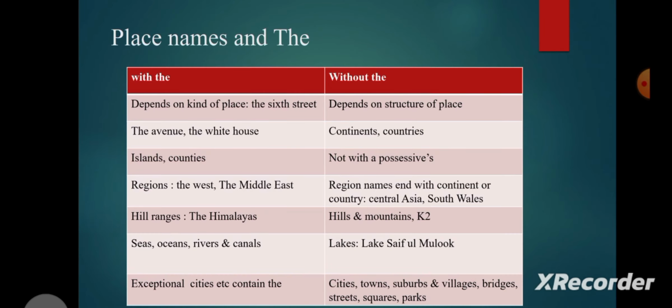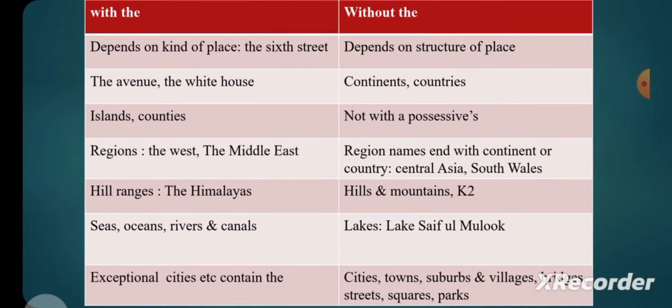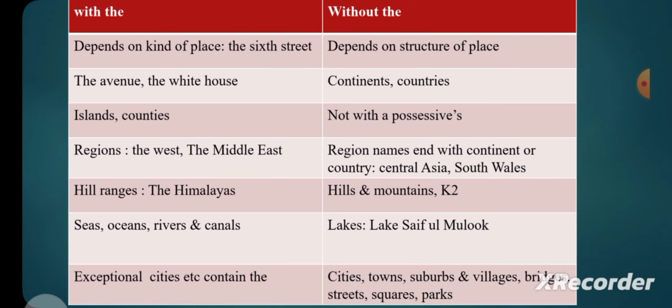Here, the last slide is about the names of places. First, we will discuss the names of the places which use the with them. It depends on the kind of place, like the 6th Street, the Avenue, the White House. Names of the islands or the counties also use the with them. Regions also carry the with them. The West, the Middle East, hill ranges also carry the with them. Seas, oceans, rivers, and canals or exceptional cities also contain the.